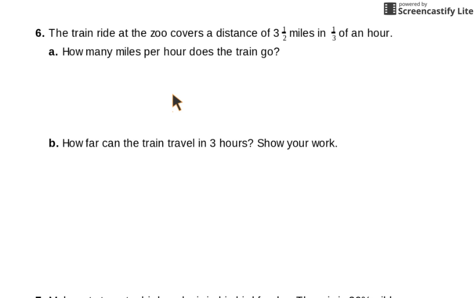Sixth question of the study guide. The train ride at the zoo covers a distance of 3.5 miles in 1/3 of an hour. How many miles per hour does the train go?